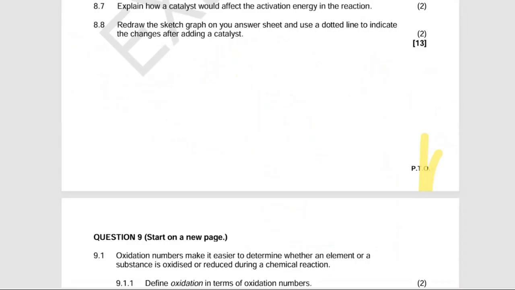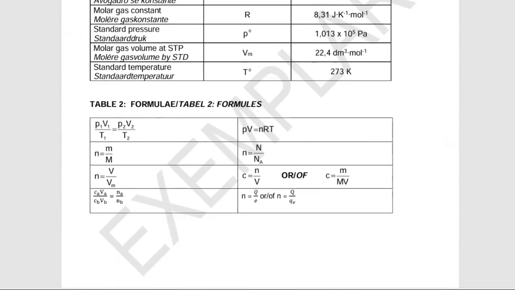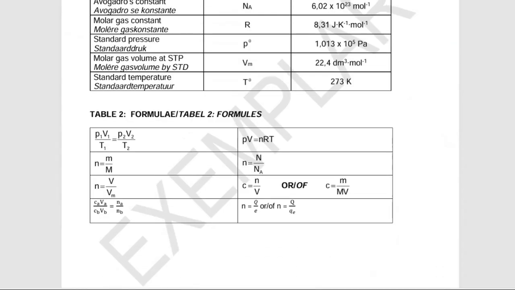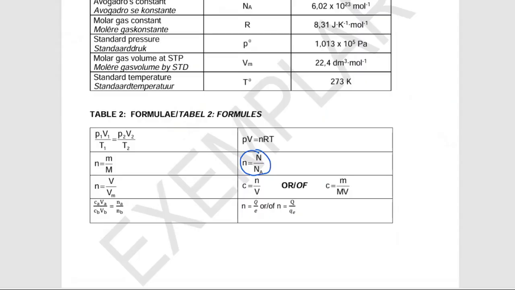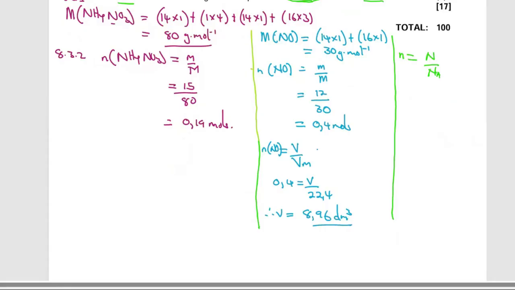Let's refer to our data sheet real quick. We're looking for the formula that says n is equivalent to N over Na. So this is our correct formula. To substitute the values, 2 is equal to your N, which you don't know, over the constant 6.02 times 10 exponent 23. Therefore, to conclude, you're going to find your N.